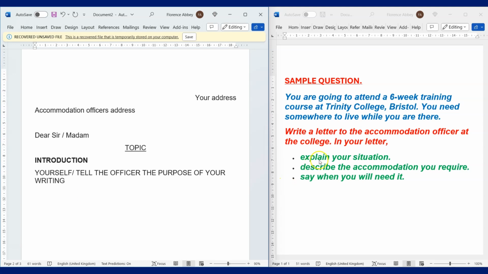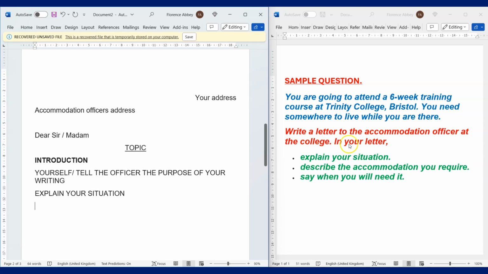In the main body, you want to write these things. You want to tell the person these points. Your first one is to explain the first point, right? You're going to explain your situation to the person. So you take the first bullet point and you explain it in one full paragraph, right? And then you move on to the next point.